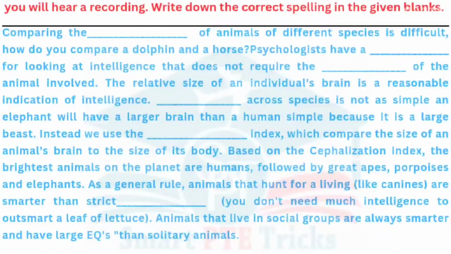Instead we use the cephalization index, which compares the size of an animal's brain to the size of its body. Based on the cephalization index, the brightest animals on the planet are humans, followed by great apes, porpoises and elephants. As a general rule, animals that hunt for a living, like canines, are smarter than strict vegetarians. You don't need much intelligence to outsmart a leaf of lettuce. Animals that live in social groups are always smarter and have larger EQs than solitary animals.